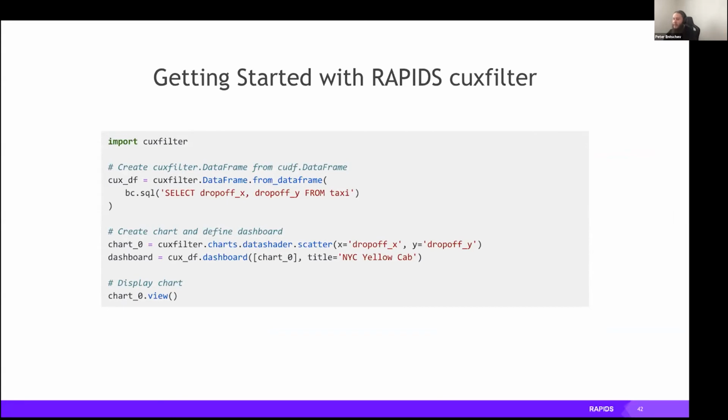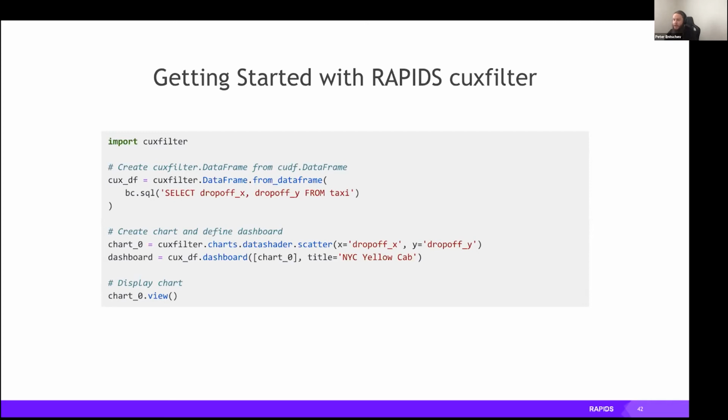In this example, we begin by creating a cuXfilter data frame from a cuDF data frame. Note that in this example, we build upon the previous Blazing examples that we've shown before. So we are still selecting some columns from the taxi table, and this will return a cuDF data frame. Thus, we are actually creating the cuXfilter data frame from the cuDF data frame returned by Blazing.